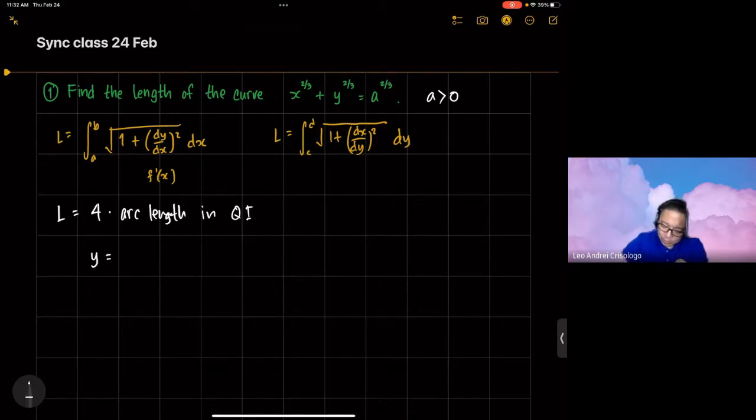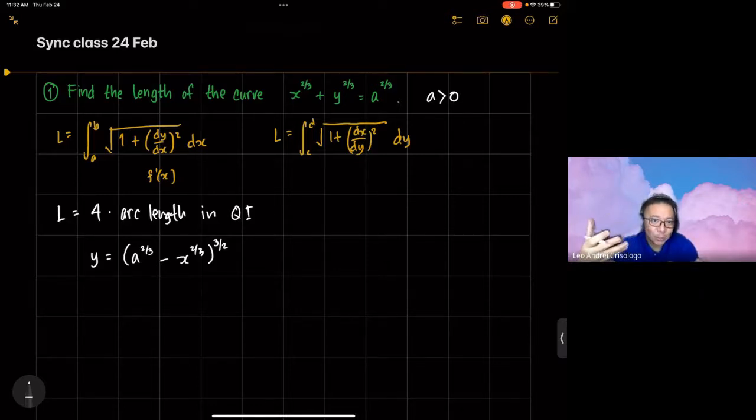So, y is equal to a raised to 2/3 minus x raised to 2/3. So, sinubtract natin yung x raised to 2/3 from both sides. And then, i-raise natin siya sa 3/2. Okay? So, it's essentially, ano ba? You're cubing yung both sides. That's fine. Alam natin yon.